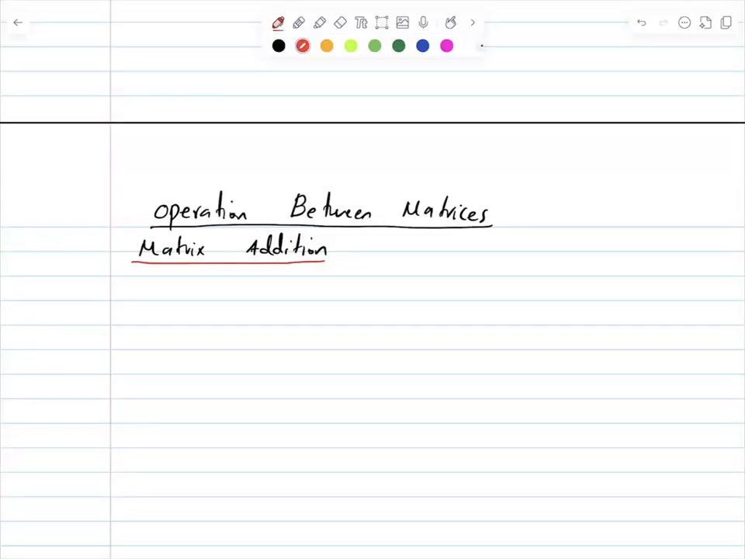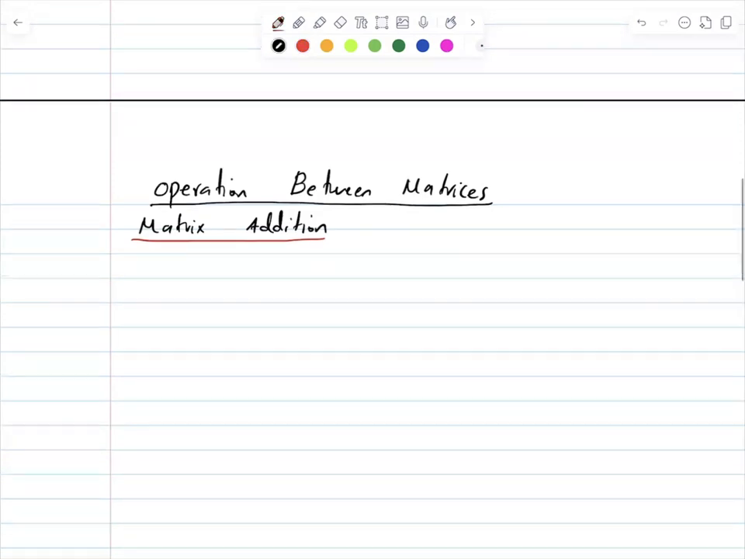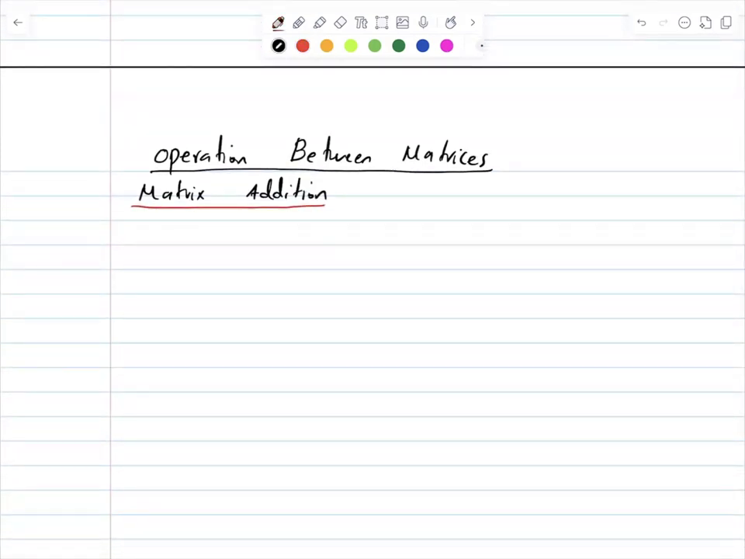So when you're adding two matrices, they must have the exact same size. So we can formulate it this way. Let A be a matrix with entries Aij of size m by n, and then B is another matrix with entries Bij, the same size m and n.